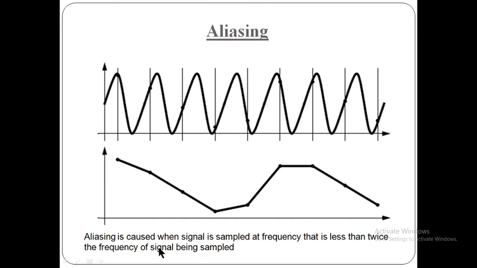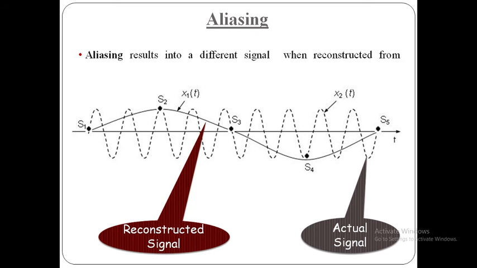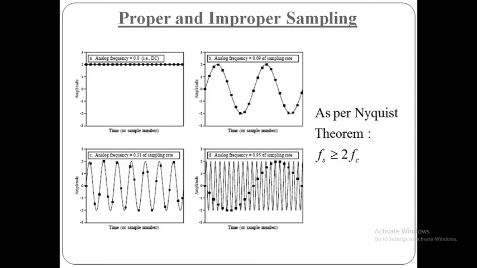You can see here aliasing is caused when the signal is sampled at a frequency that is less than twice the frequency of the signal being sampled. If you want to improve this, increase this frequency, and the sampling time should be reduced. We have to take the sample points at very short intervals, or multiple times, so that this sample frequency is greater than or equal to 2 times the input signal's frequency.